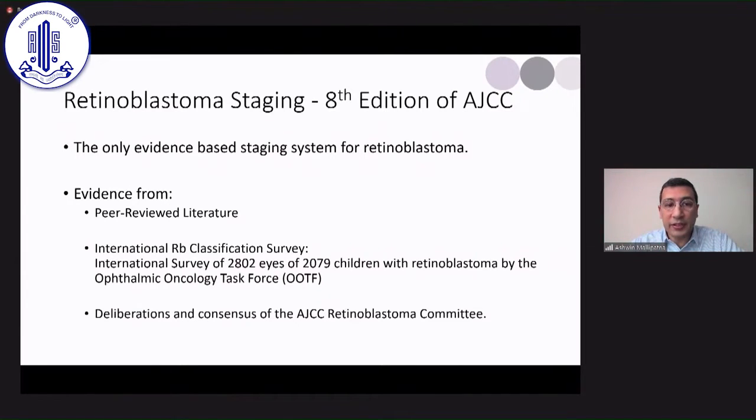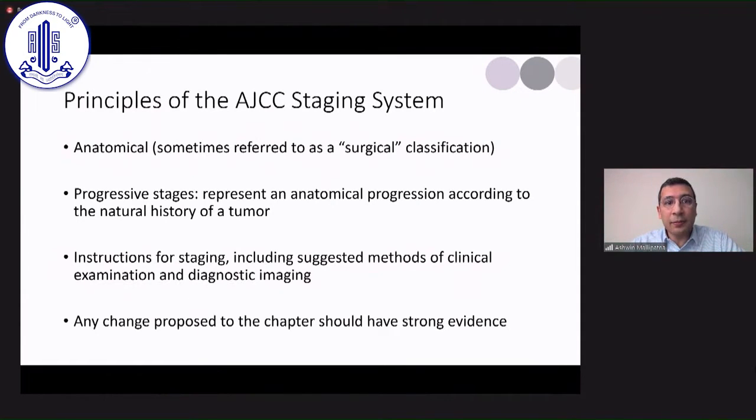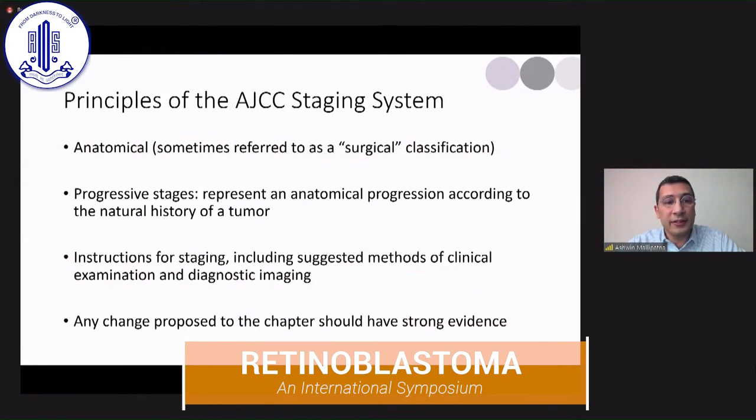We looked at peer-reviewed literature. We looked at a survey of about 2,800 eyes from about 2,000 children with retinoblastoma from all around the world. And we came across deliberations and consensus, which were not easy in any way. The principle of the AJCC system is that it has to conform to anatomical stages, therefore sometimes referred to as a surgical classification. And each stage would represent a progression in the anatomical extent of the disease.